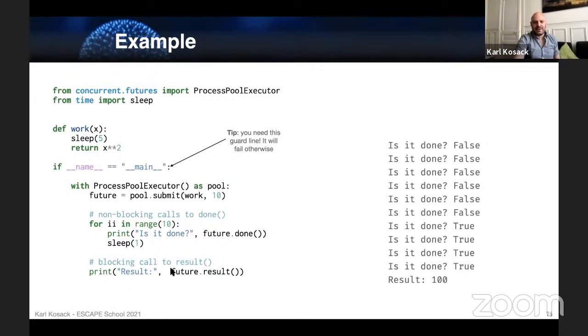So that's why it's called a future. This is a value that may be available sometime in the future. And the only time that you're guaranteed it's available is if you call result. And you can check if it's there yet with done. So this is not the most useful example.